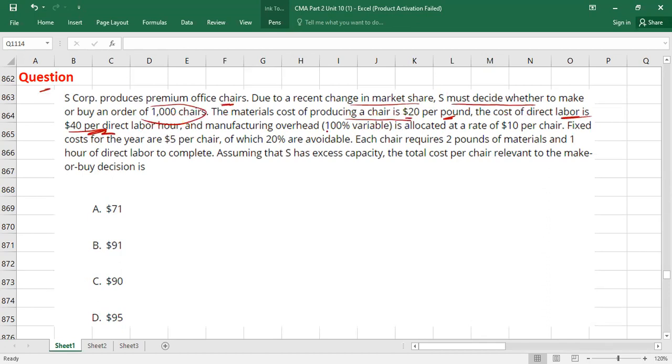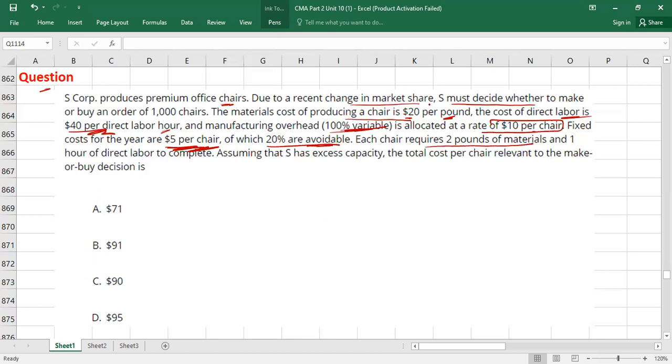And manufacturing overhead is 100% variable. You're saying this is variable. Variable cost always relevant. It is allocated at a rate of $10 per chair. Overhead which are variable, it is $10 per chair. Fixed cost for the year are $5 per chair, of which 20% are avoidable. This was manufacturing overhead variable, $10 per chair. And then they told you fixed overhead is $5 per chair, 20% are avoidable. Each chair requires 2 pounds of materials.